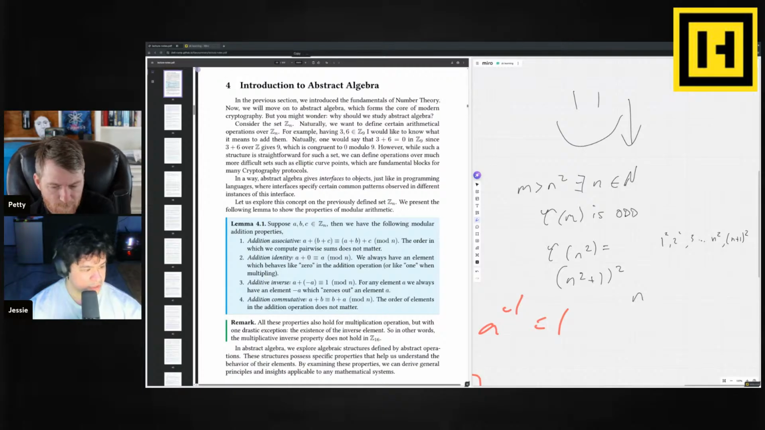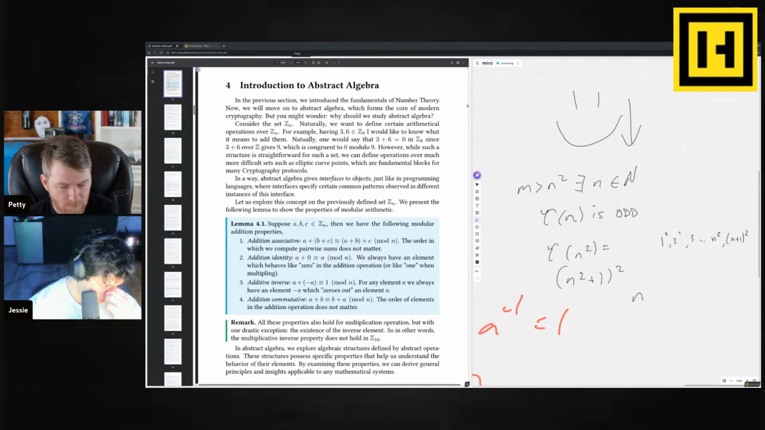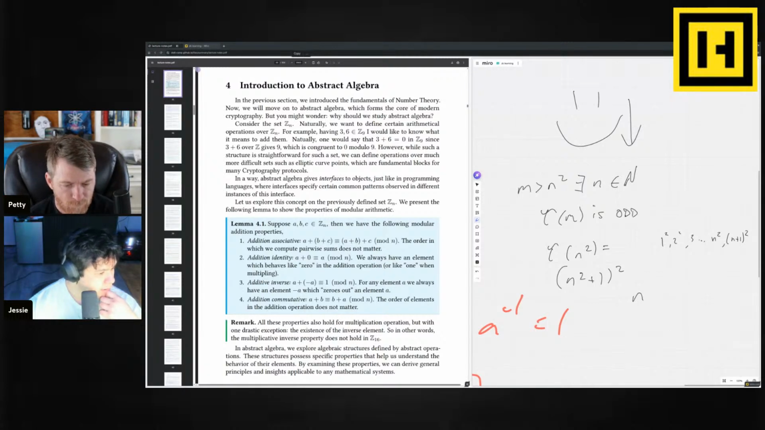One, addition is associative: a plus (b plus c) is congruent to (a plus b) plus c, mod n. The order in which we compute pairwise sums does not matter. Two, addition identity: a plus 0 is congruent to a, mod n. We always have an element which behaves like quote unquote 0 in the addition operation, or like quote 1 when multiplying.